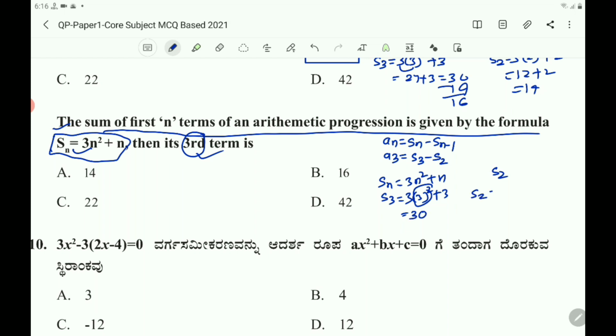Then S2 equals 3 × 2² + 2. Then 2 2s are 4, 4 3s are 12, 12 + 2 is 14. Then 30 minus 14 is 16. So option B is the answer. So you must know a3 equals S3 minus S2. That is, an equals Sn minus Sn - 1.